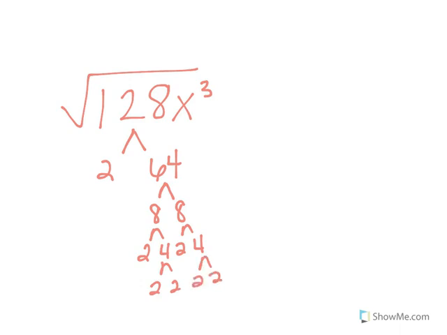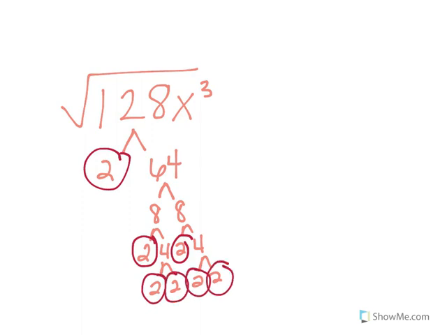Okay, and then I'm going to go back and I'm going to circle all of my prime numbers. So 2, 2, 2, 2, so all of these 2's. Then I'm going to look at these and see how many pairs of 2's do I have. So I have 1 pair of 2's, another pair of 2's, another pair of 2's, and then I have 1 2 that is left over that does not have a pair. So that is going to stay in the radical, and my other 3 pairs of 2's can come out.